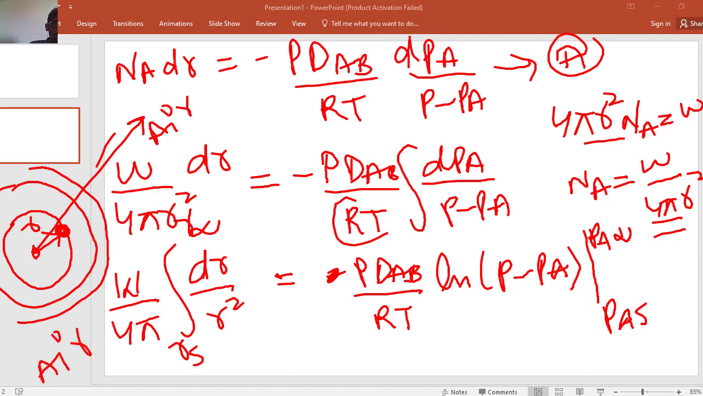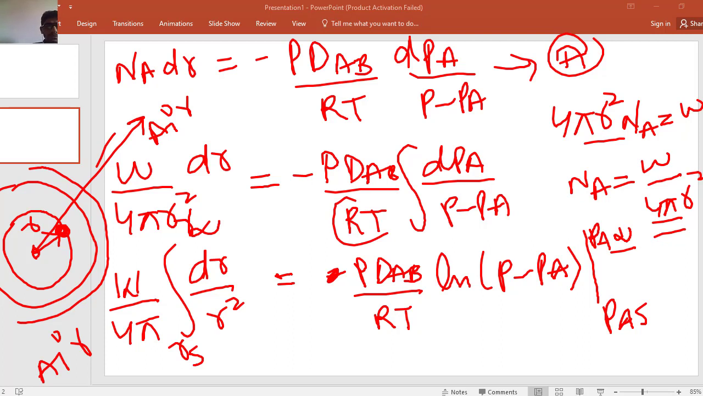So when R is very far away from the water droplet, there will be air molecules, a bulk of air. So when R tends to infinity, the pressure of water will be equal to the partial pressure of water molecule in the bulk of air, and it will be denoted by PA infinity.